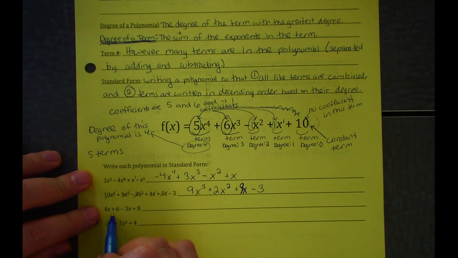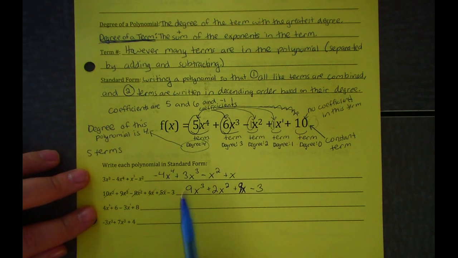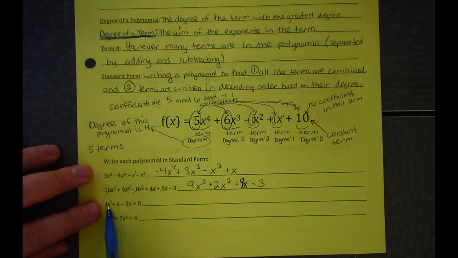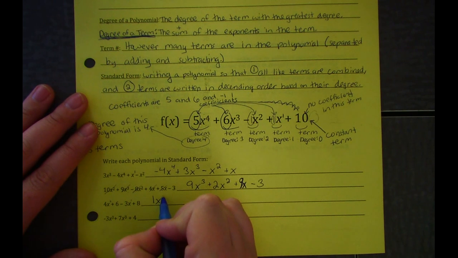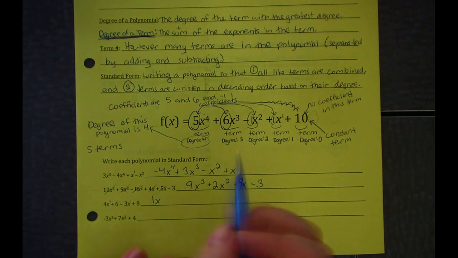Let's look at this one. We have no cubes, no squares. Our biggest degree here is 1. We have x to the first and an x to the first. I'm going to combine those when I write it over here because in order to be in standard form, remember, all of the like terms have to be combined. So I'm not going to write two separate things. I'm going to write 4x minus 3x equals 1x. And then I'm just going to know that that's to the first power. I don't have to write this one. I'm just writing it right now.